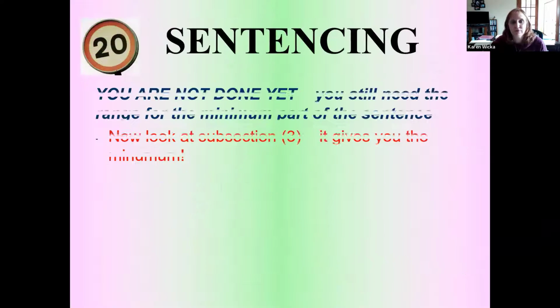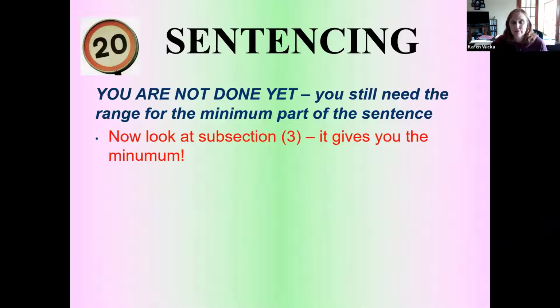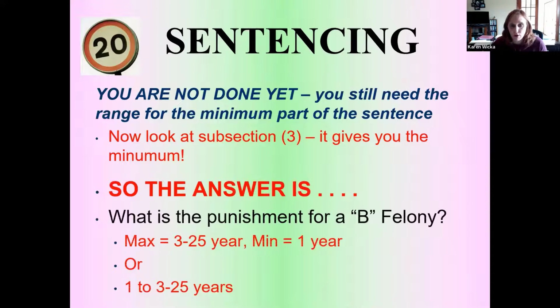Now we need to locate the minimum. So now we have to look at subsection 70.00, subsection 3, and it says minimum. So again, underline the word minimum so you don't forget that that's going to be your minimum. And when you read that, it says the minimum period of imprisonment for indeterminate shall be 1 year. Underline or highlight 1 year. So you know for regular A, B, C, D, E felonies, it's always going to be 1 year, always.